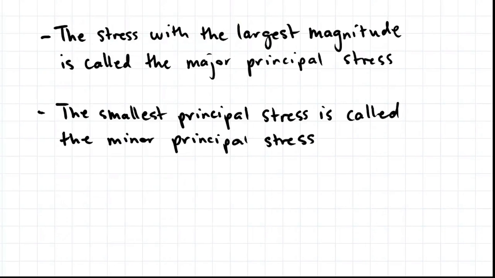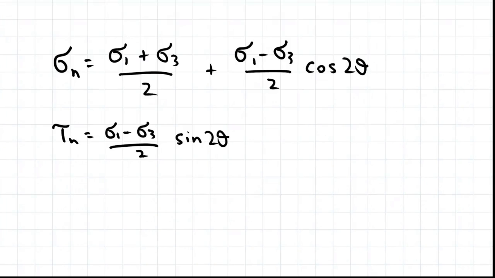So the stress with the largest magnitude is called the major principal stress, and this is denoted by sigma 1. And the smallest principal stress is called the minor principal stress. This is denoted by sigma 3. If we were to derive the expressions for the normal stress and shear stress for this element on a plane, we would end up with these expressions. Note how these expressions differ slightly from the previous video, because there are no shear stresses on the horizontal and vertical planes.